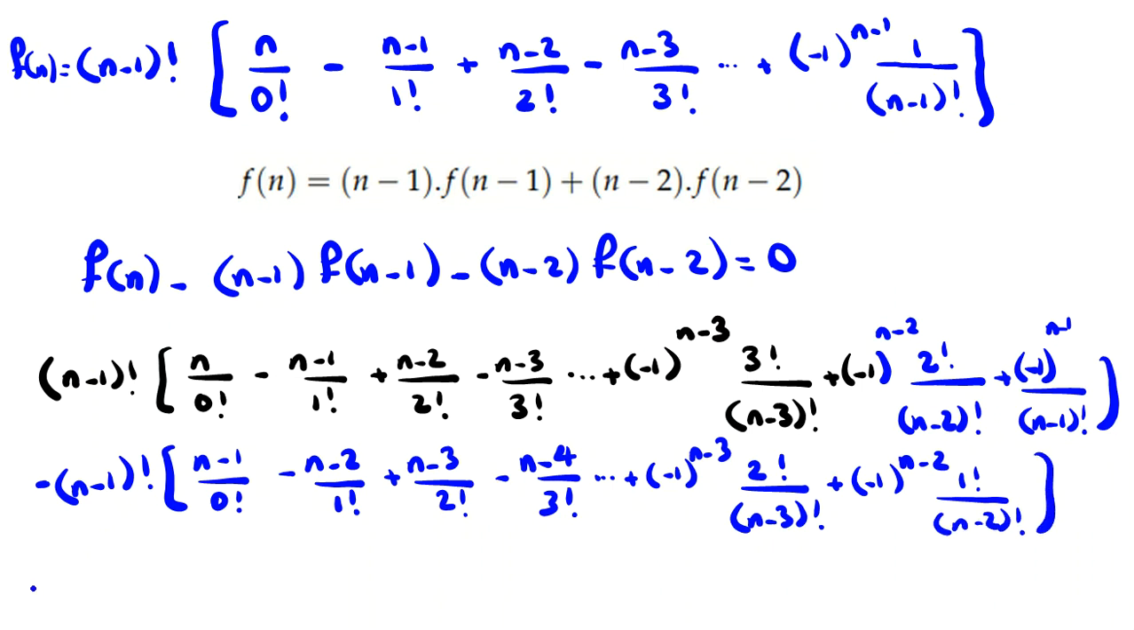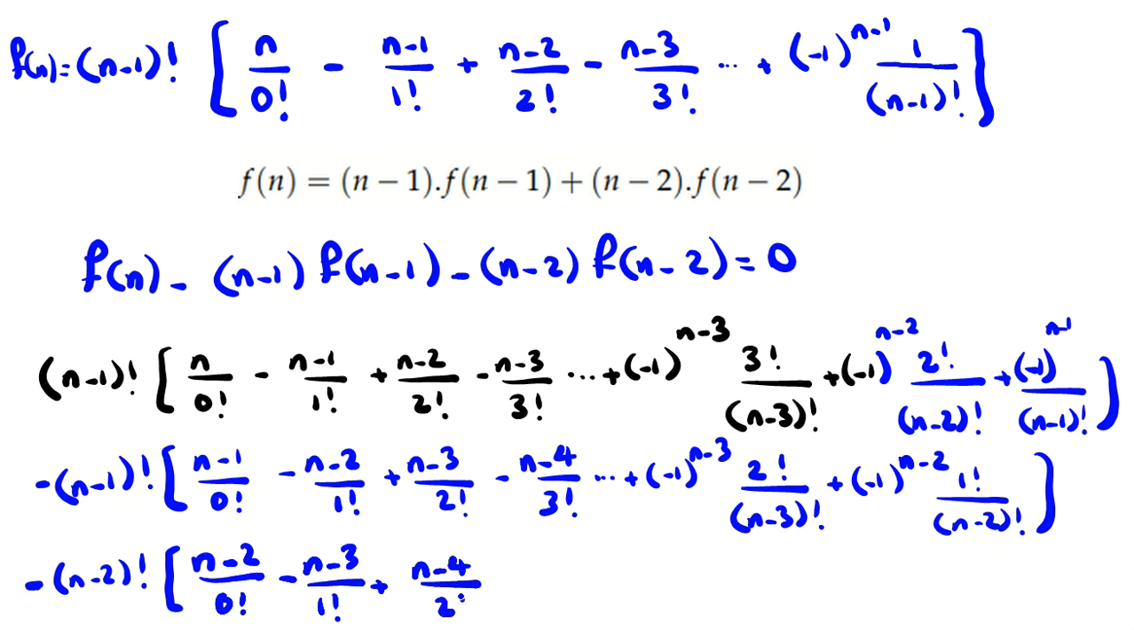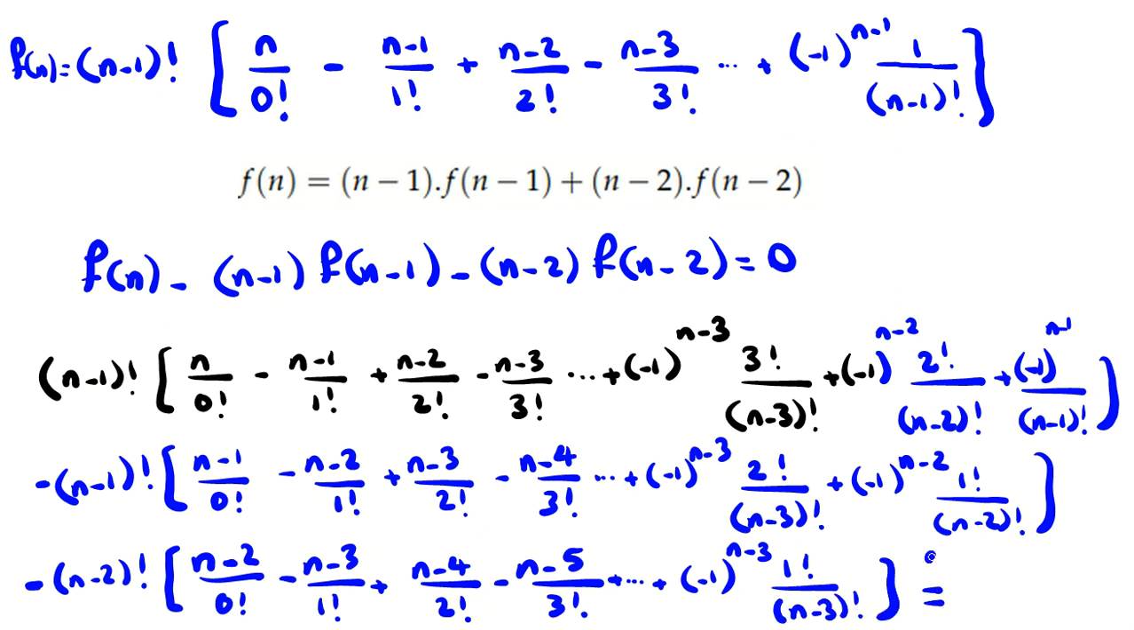And the last, minus n minus 2 times this. Here we have what f of n minus 2 is: n minus 3 factorial times this, minus n minus 2 factorial times n minus 2 over 0 factorial, minus n minus 3 over 1 factorial, plus n minus 4 over 2 factorial, minus n minus 5 over 3 factorial, plus negative 1 to the power of n minus 3, 1. The sum of them is n before factorial, n minus 2, so 1 factorial, n minus 3 factorial, the last term here, and we should prove why it is equal to 0. Okay, now if we consider these, for example, 1 column, the factorial, it will be what?